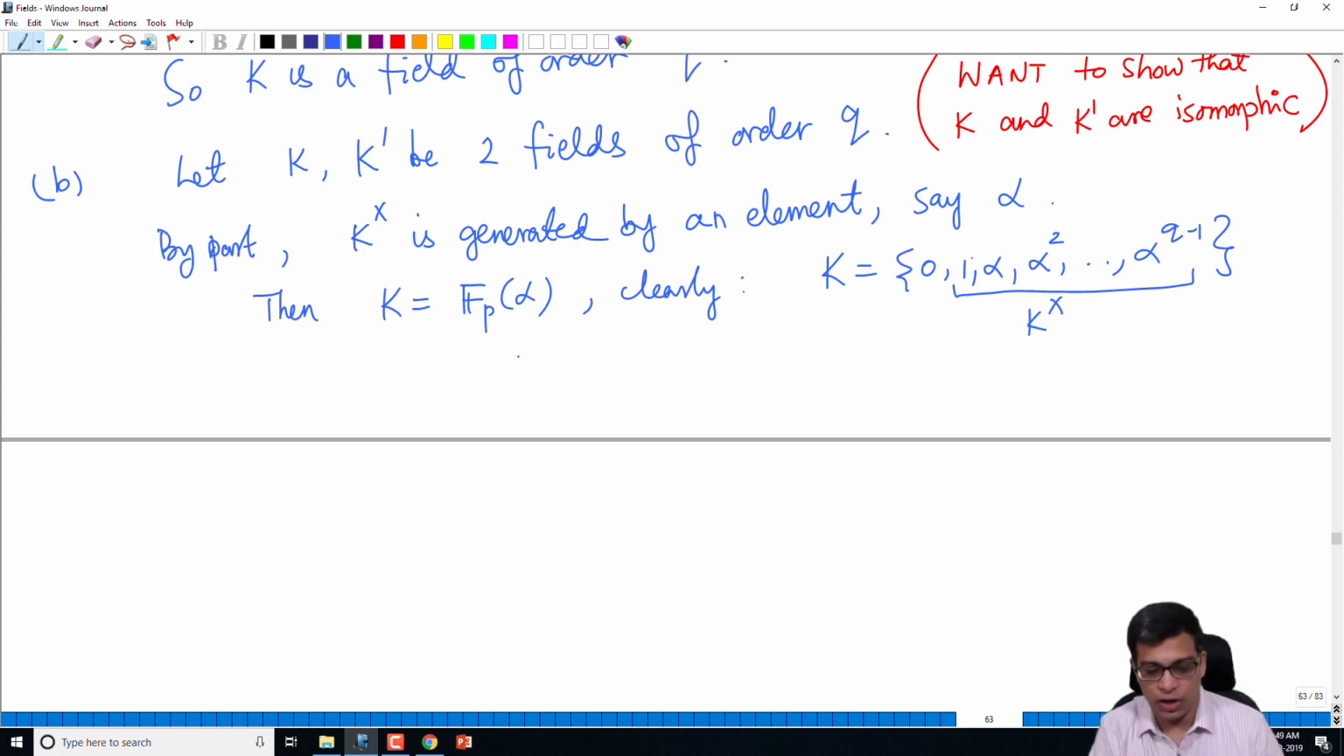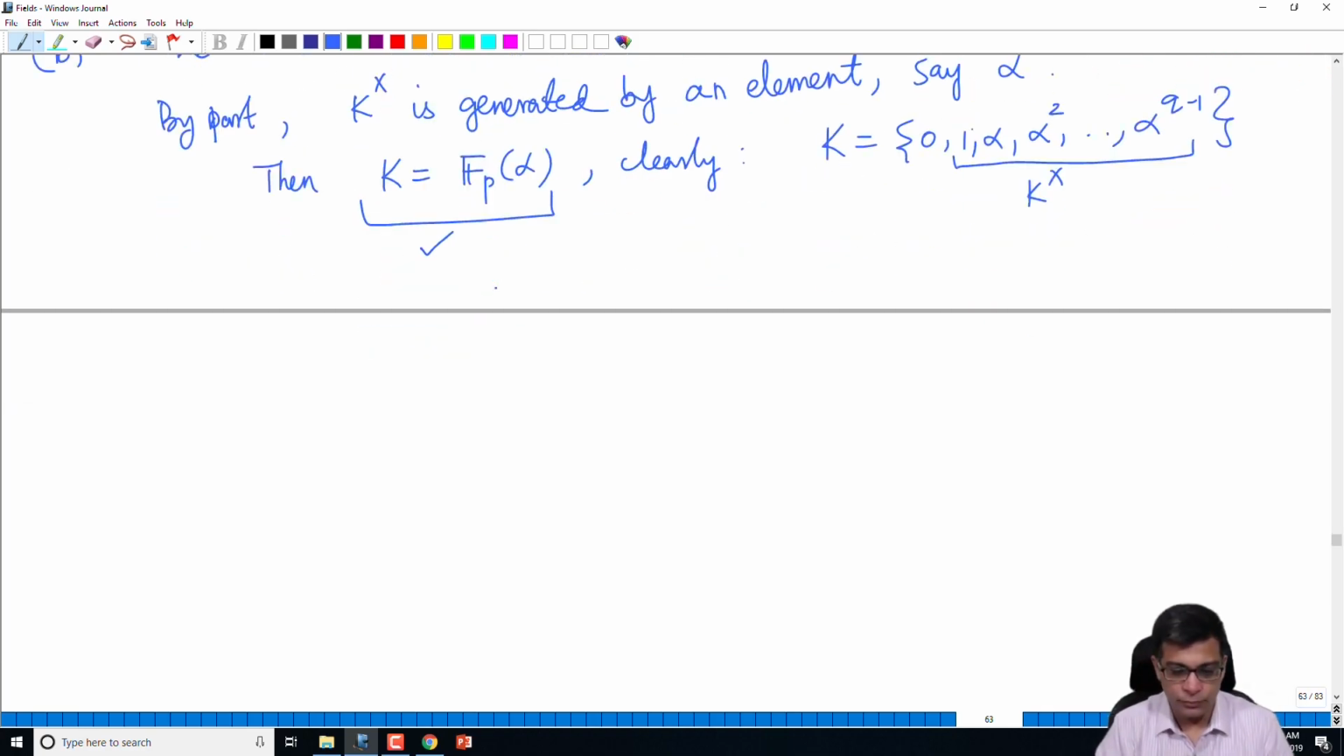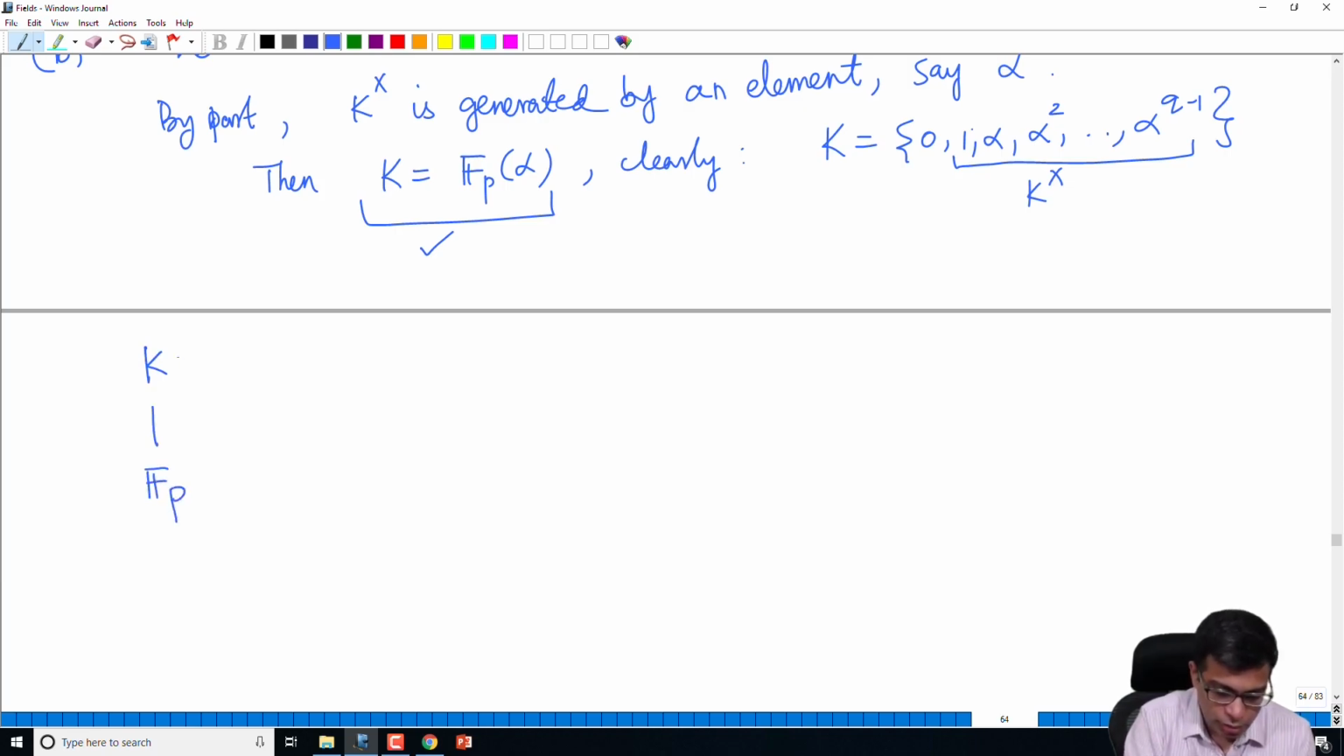In fact, much more than this is true. This is a very weak statement. I am saying that this is certainly true. What we have here is a much stronger statement than this, but I will only use this fact. So, okay, now we can actually draw this picture. K over Fp, and K is Fp alpha.